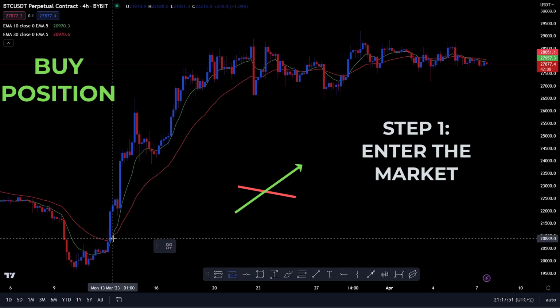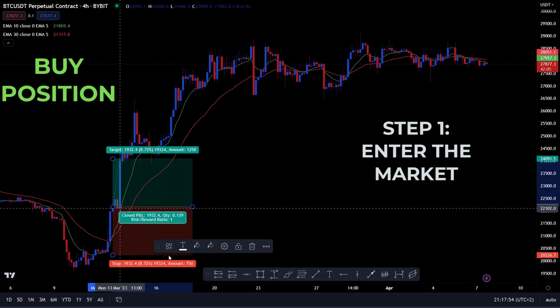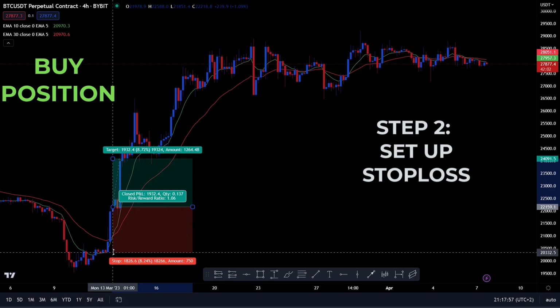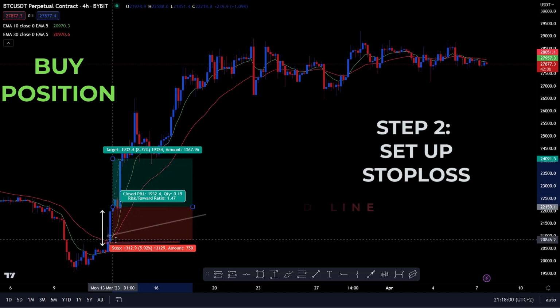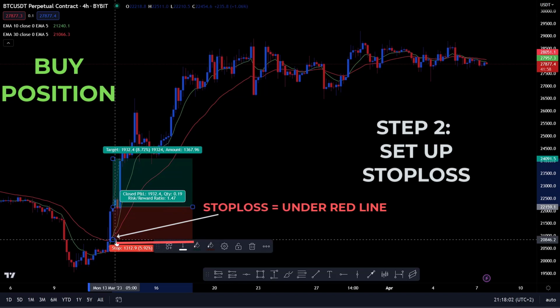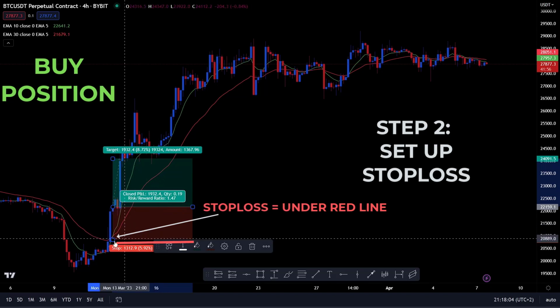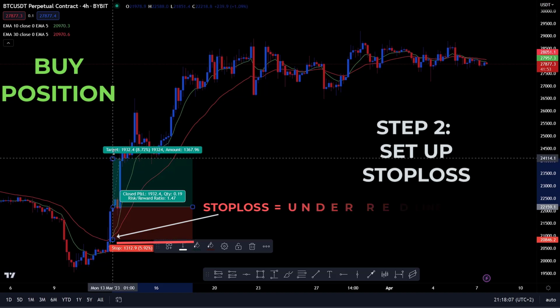In this example, price already took a rather significant increase when we take our position. Step 2. Set up a good stop loss. Because price took a significant leap, it is safe to put our stop loss a little under the red line. We can always do this. That is, take our stop loss level on the red line, but in some cases, as we will soon see in the next example, there are other and better options.